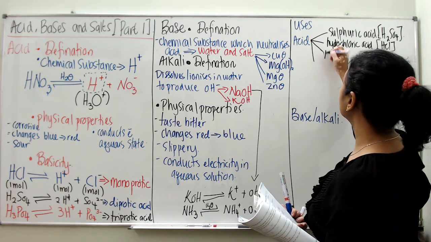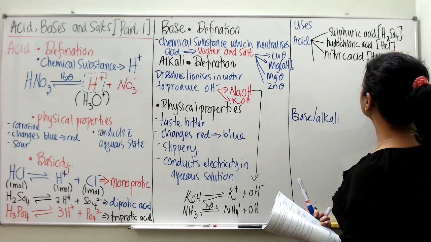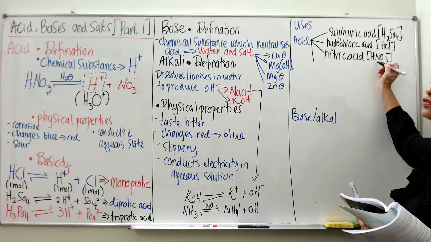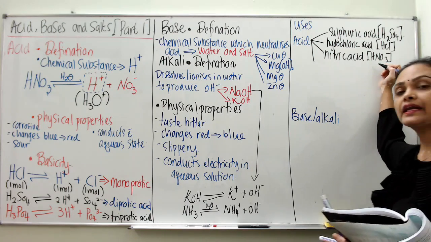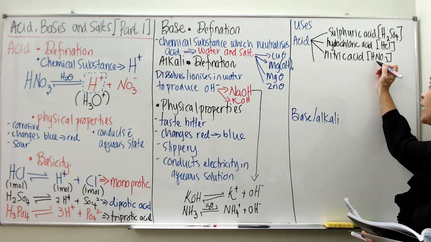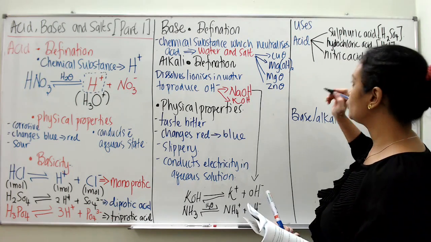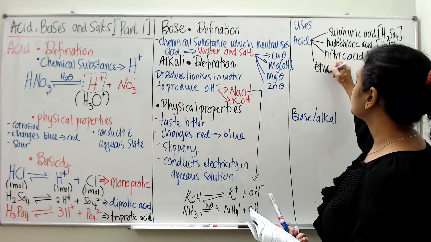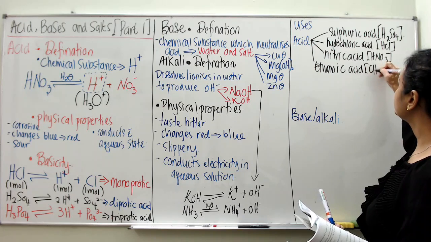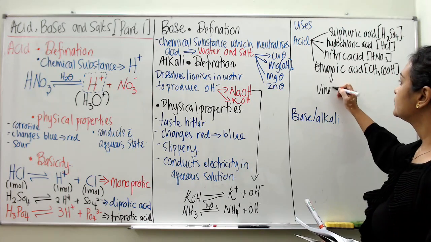Next, nitric acid, HNO3. It is used in fertilizer, again thanks to the presence of nitrogen, and mainly in explosive substances, plastics and dye, because of the nitrate ion there. And last one, maybe I give you one more example, ethanoic acid, or in everyday term, vinegar, cuka.